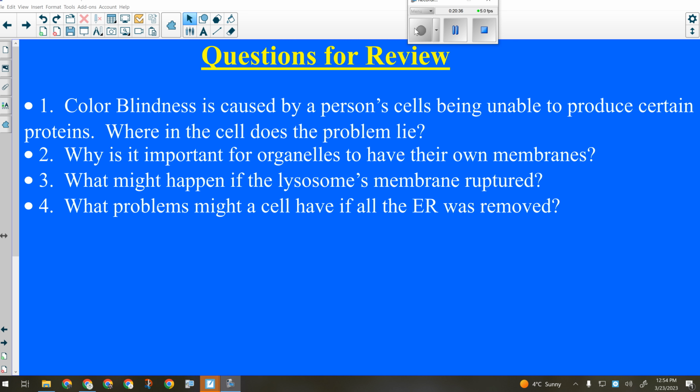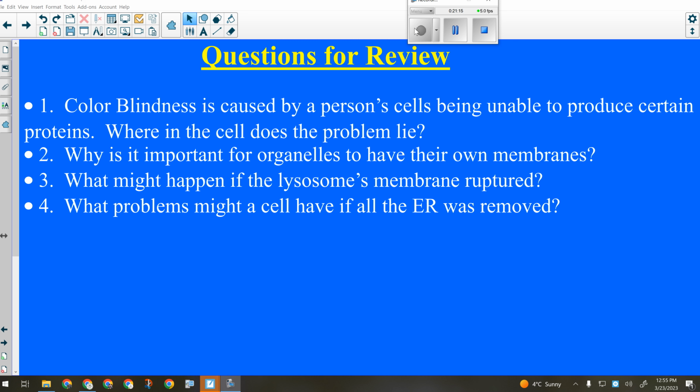All right. Question number 2. Why is it important for organelles to have their own membranes? This comes back to that big long word that starts with C. Compartmentalization. Each organelle needs its own specific environmental conditions in order to do its job properly. And that is why we have compartmentalization and why each organelle has its own membrane. It will enclose its own separate environment.